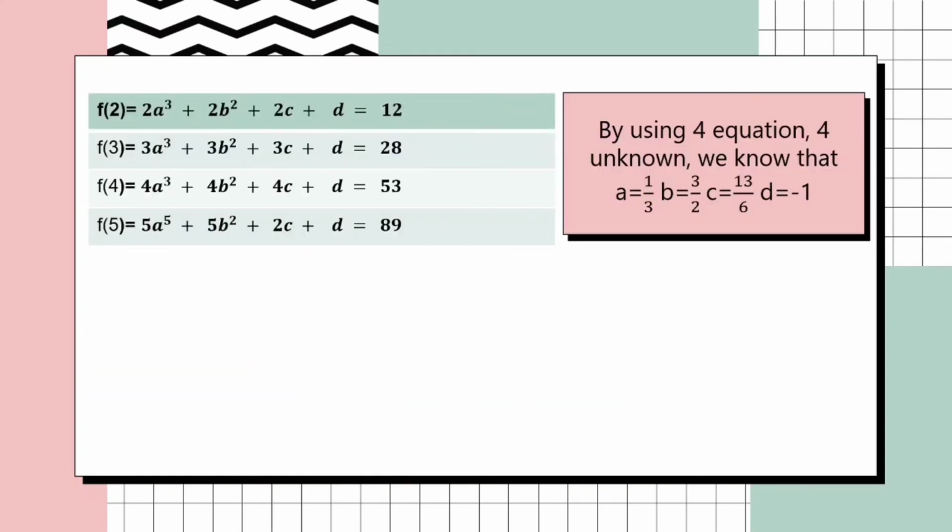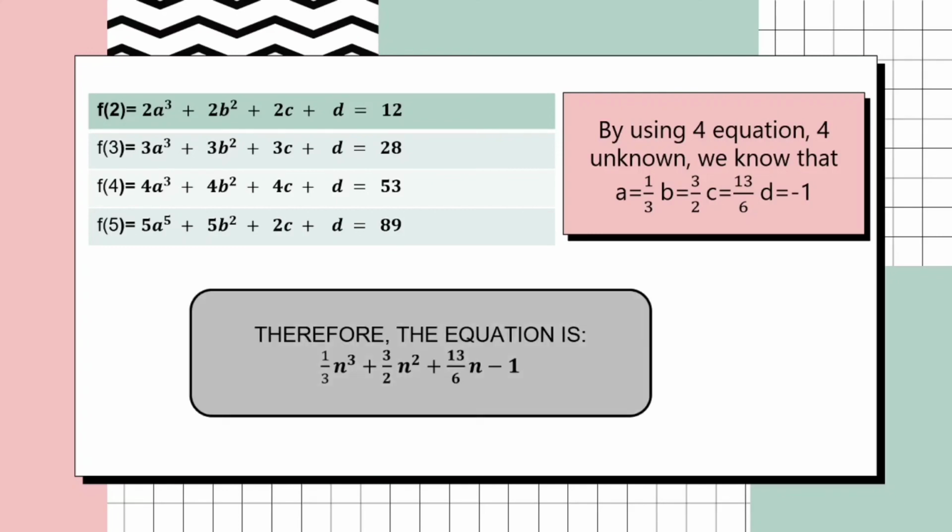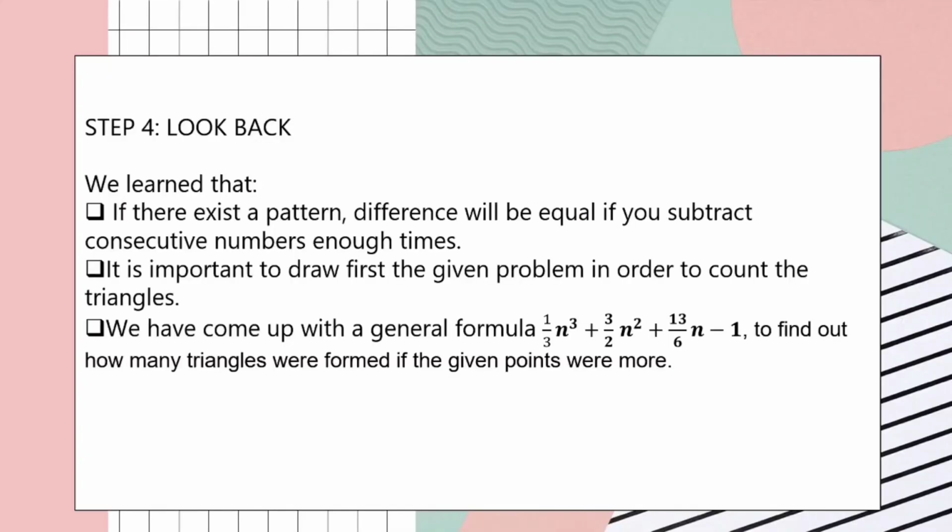So using the equation for the unknowns, we know that A is equal to 1/3, B is equal to 3 halves, C is equal to 13 over 6, and D is equal to -1. So therefore the equation is 1/3 n cubed plus 3 halves n squared plus 13/6 n minus 1.